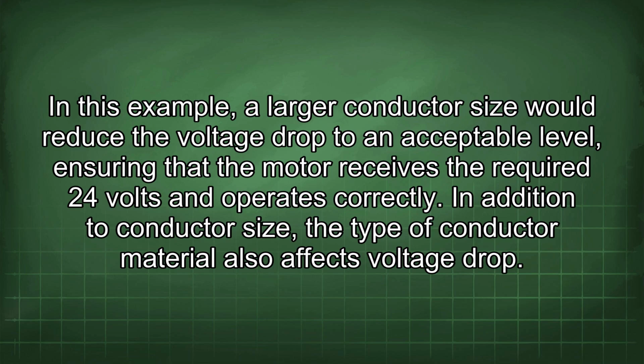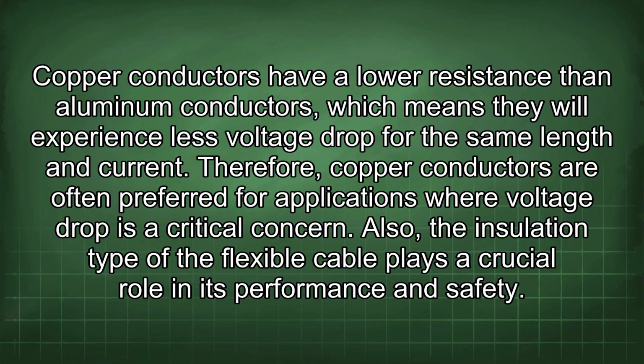In addition to conductor size, the type of conductor material also affects voltage drop. Copper conductors have a lower resistance than aluminum conductors, which means they will experience less voltage drop for the same length and current. Therefore, copper conductors are often preferred for applications where voltage drop is a critical concern.